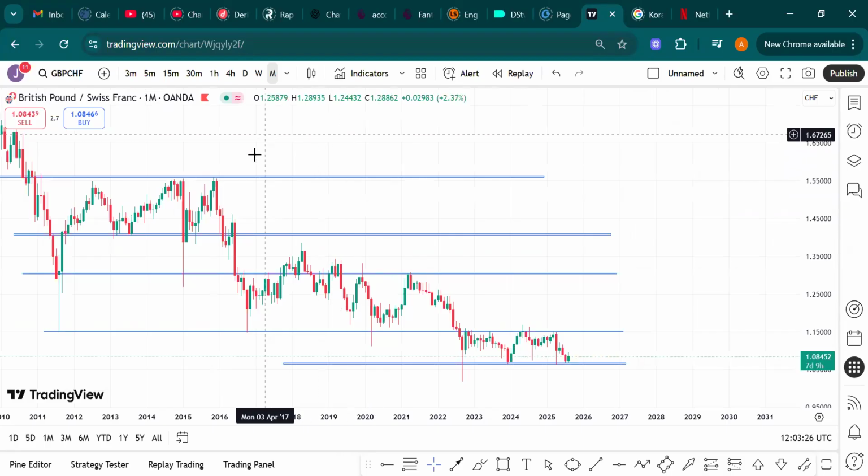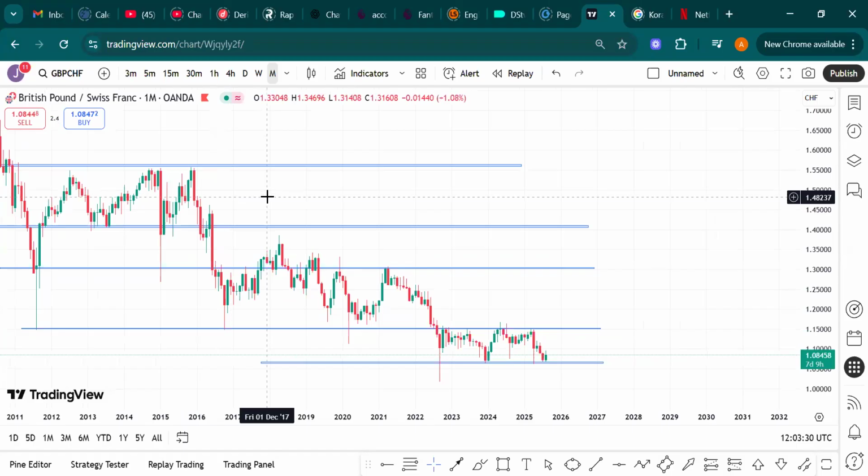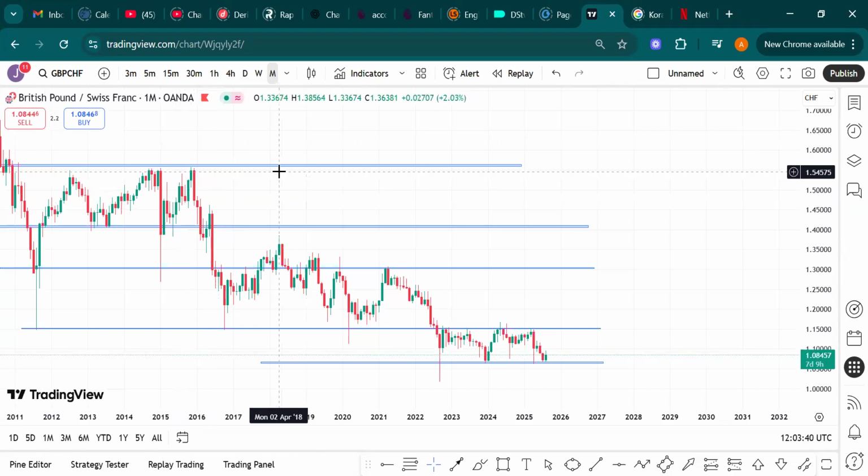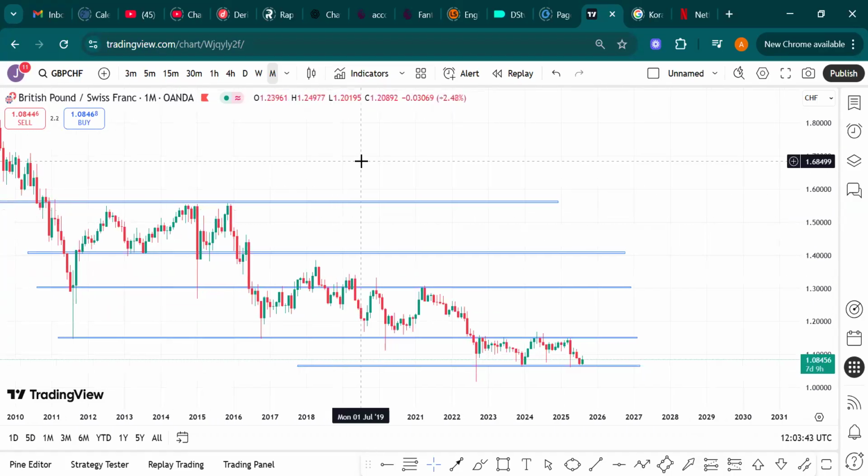So today we're going to be looking at a Forex currency pair, GBPCHF. So that's the pairing of the British pound against the Swiss franc. So without wasting much time, let's get into it.